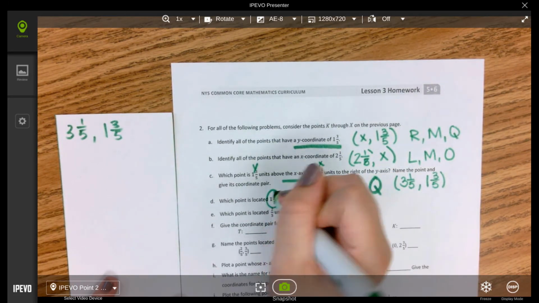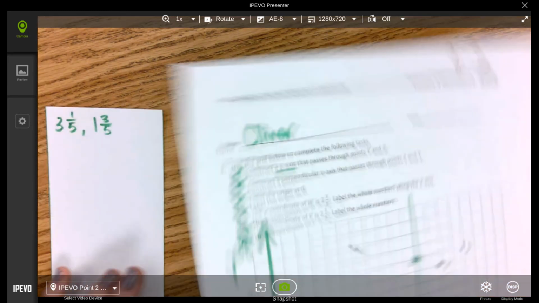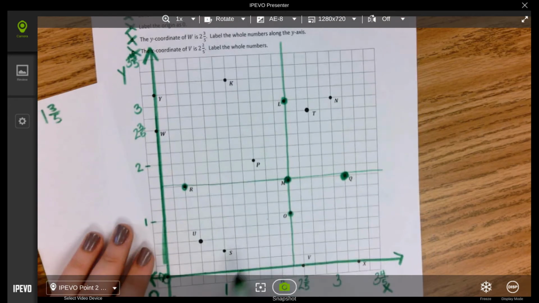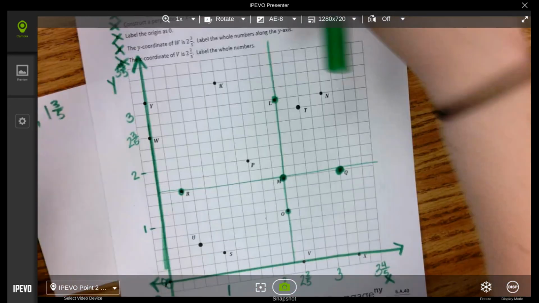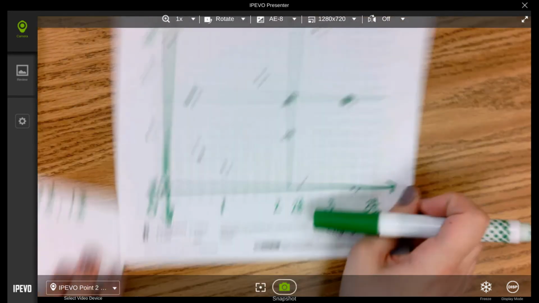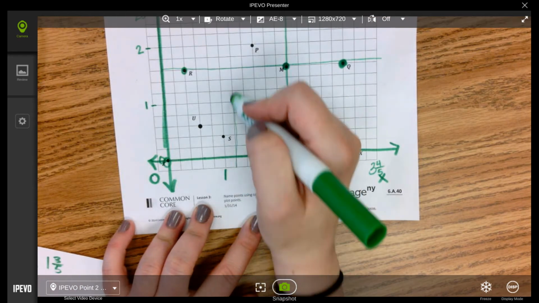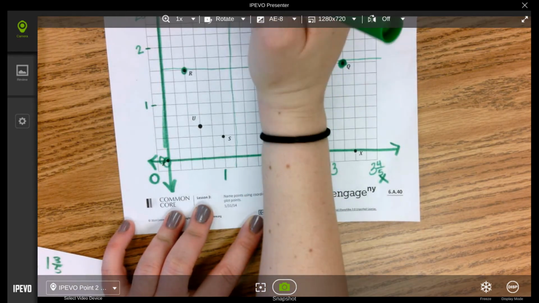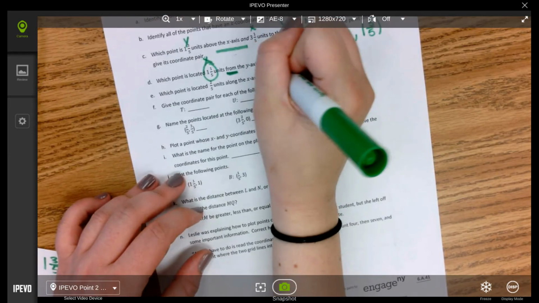So that's saying this is an x value. Which point is located 1 1/5? So I go over to 1, and 1 1/5 would be right next to it. If I follow it up, the only point I see is K. So K is right here.